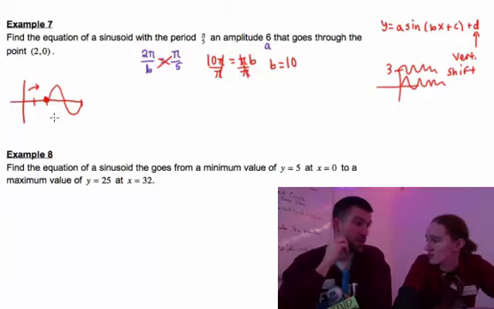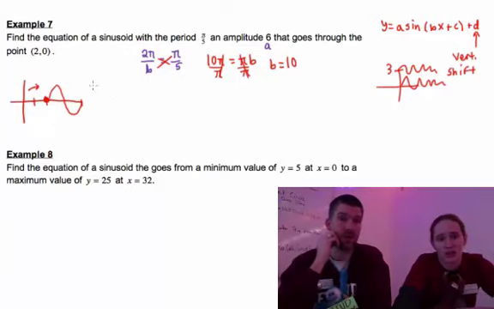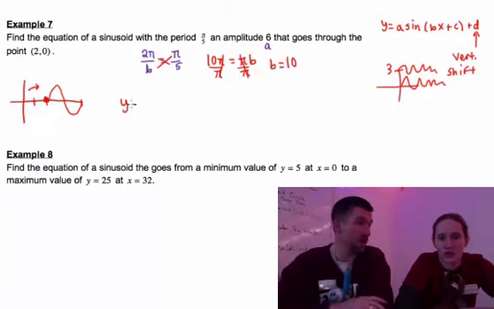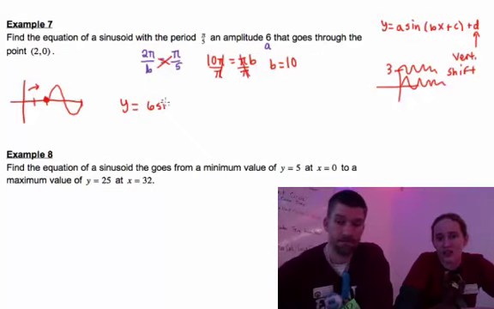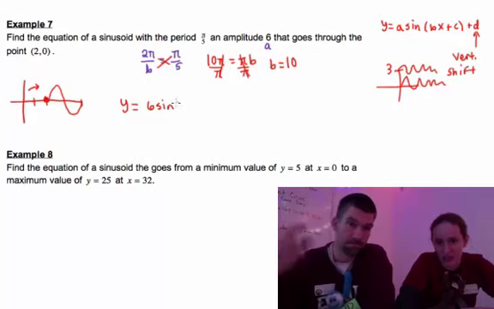No problem, though. We can totally do that. In fact, it's even easier now. It doesn't matter. They're both easy. All right, so A is 6.